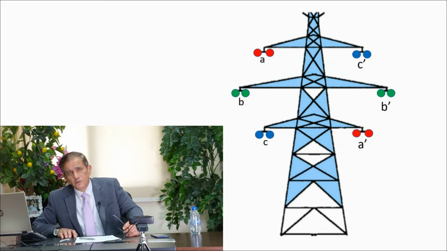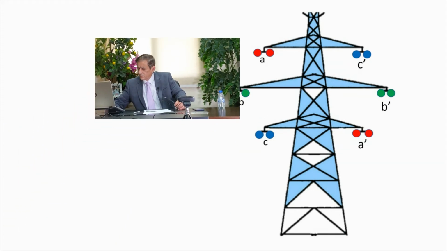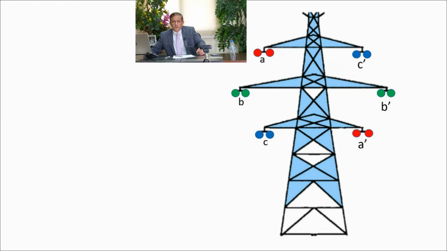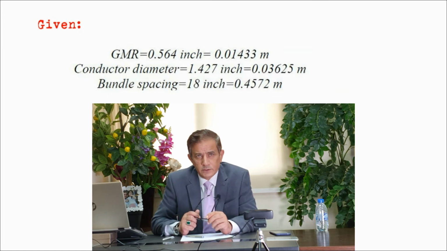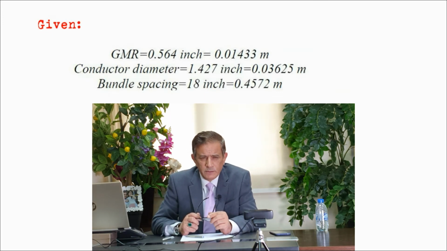We need to calculate the inductance and capacitance for this circuit. And for the conductor, when you see 45/7, here you have 45 strands of aluminum, and in the center 7 strands of steel. These are the information which are given in the question, for our calculations in meters.